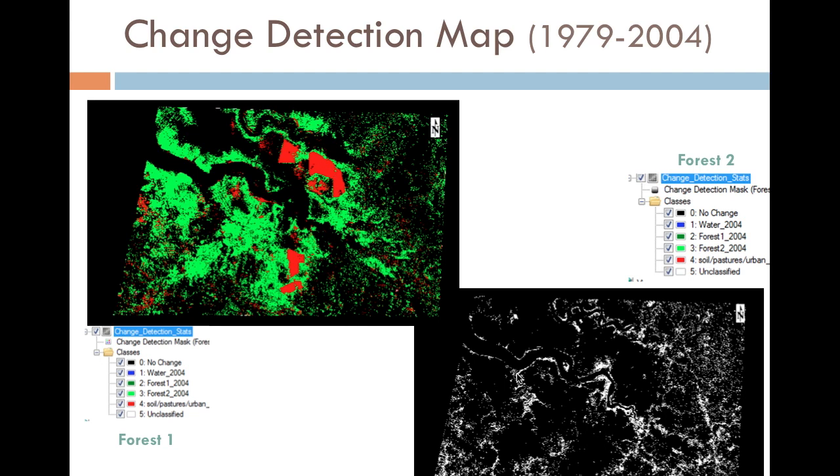And then for this image, this is just for Forest 2, which would be that lighter forest. There was little change for that, but you could see all this white, which was classified as unclassified. This is most likely the pasture and soil along with roads that were built but didn't get classified.